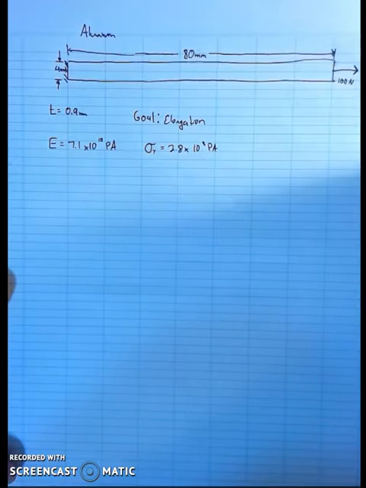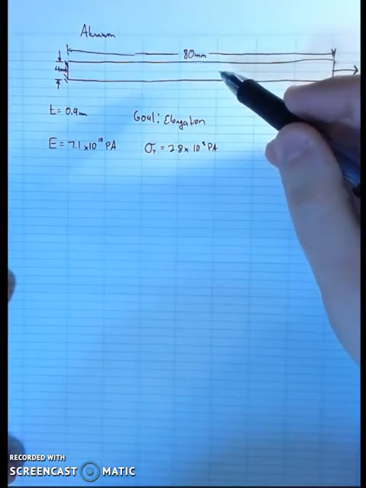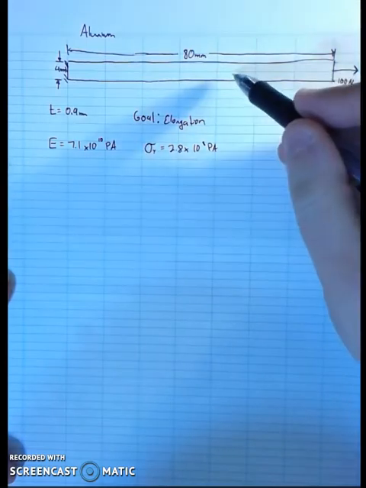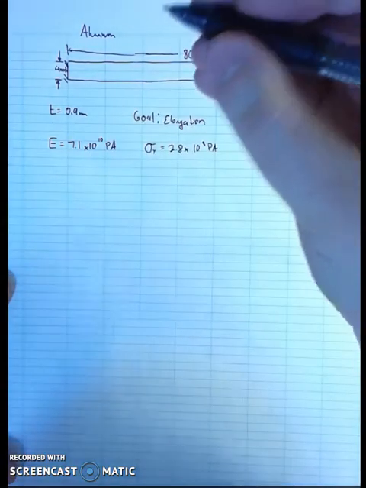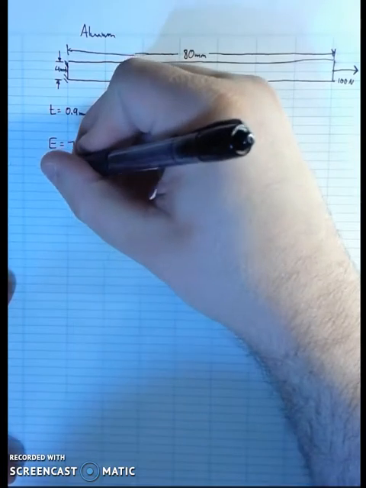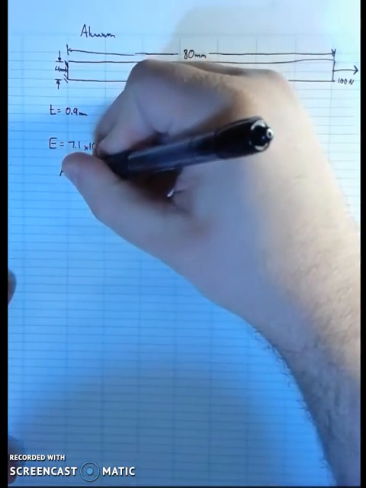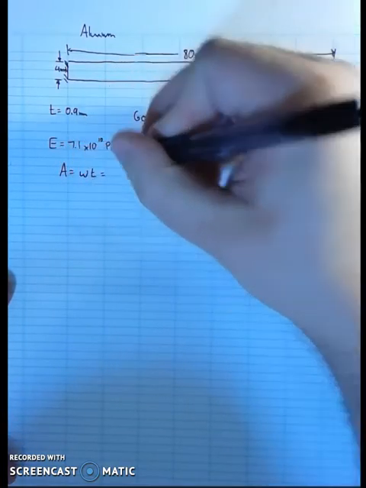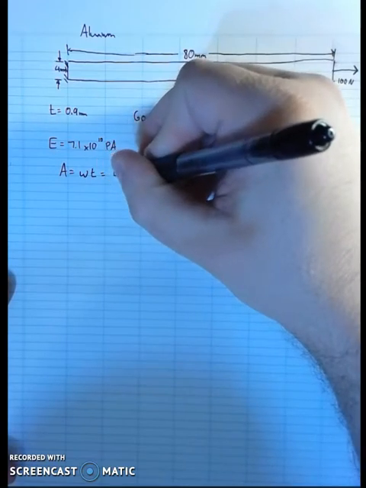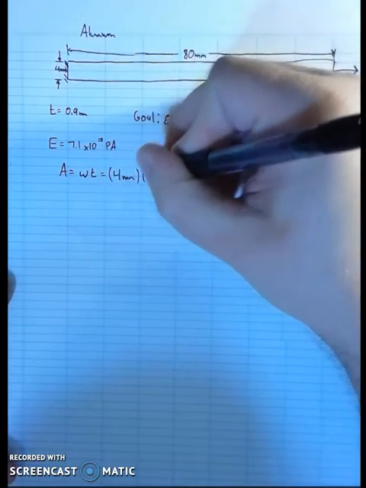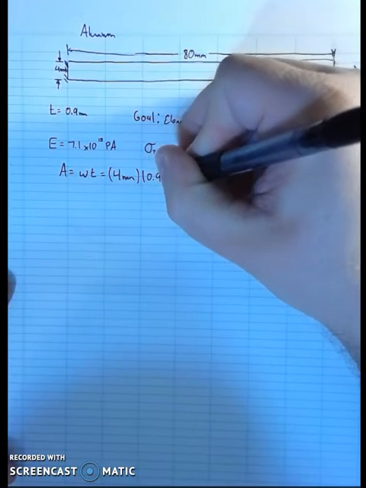Okay, so in order to get to this goal of my elongation, given this geometry and these material constants, the first thing that I'm going to do is calculate the cross-sectional area upon which this force is acting for this geometry. The cross-sectional area is just the width times the thickness. So the area is the width times the thickness. We know the width is 4 millimeters. We know the thickness is 0.9 millimeters.